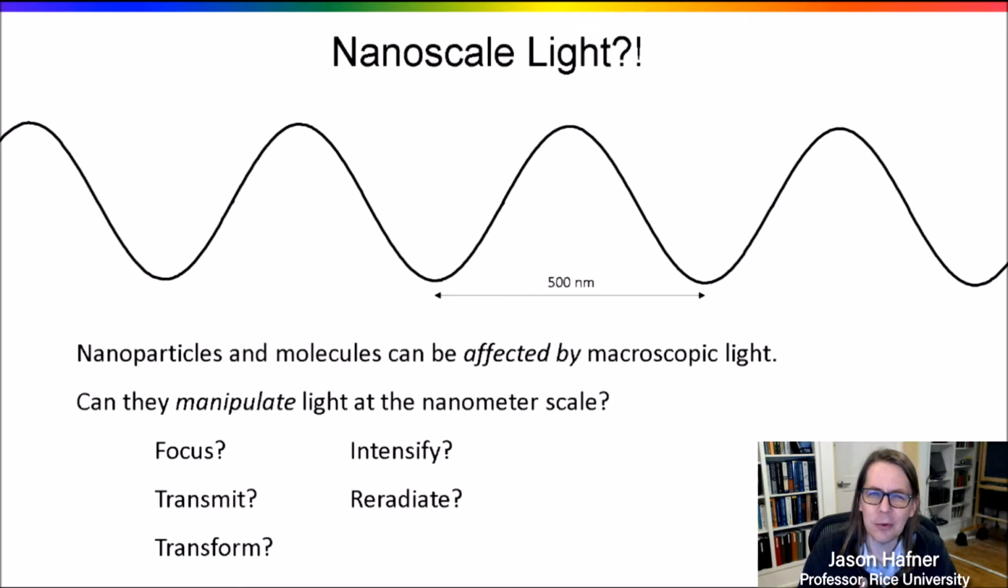But if you want to work with light at the nanometer scale, that's different. Then you need the light to become nano. So that's the second question: can you manipulate light with nanomaterials, not just have them respond to it? Can you focus it? Can you transmit it? Can you change it? Can you intensify it? Can you radiate it? All these things. So we're going to talk about which nanomaterial will do those things, not just experience the light, but actually change the light. Let's hit the next slide.